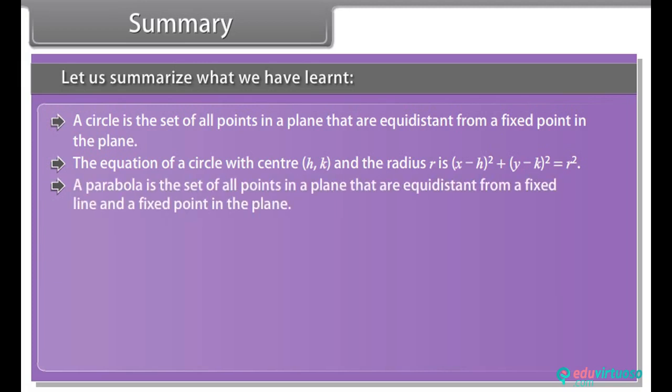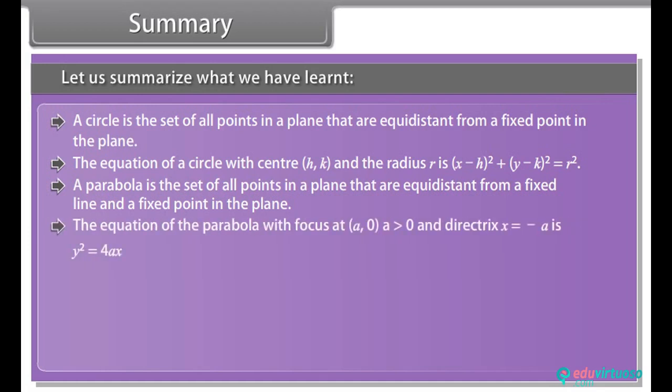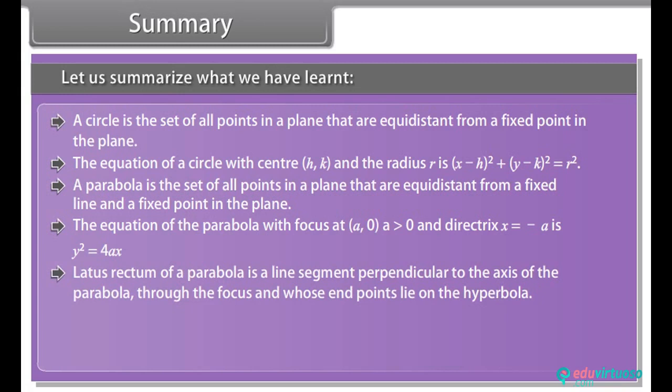A parabola is the set of all points in a plane that are equidistant from a fixed line and a fixed point in the plane. The equation of the parabola with focus at (a, 0), where a is greater than 0, and directrix x is equal to minus a is y square is equal to 4ax. Latus rectum of a parabola is the line segment perpendicular to the axis of the parabola through the focus and whose endpoints lie on the parabola. Length of the latus rectum of the parabola y square is equal to 4ax is 4a.